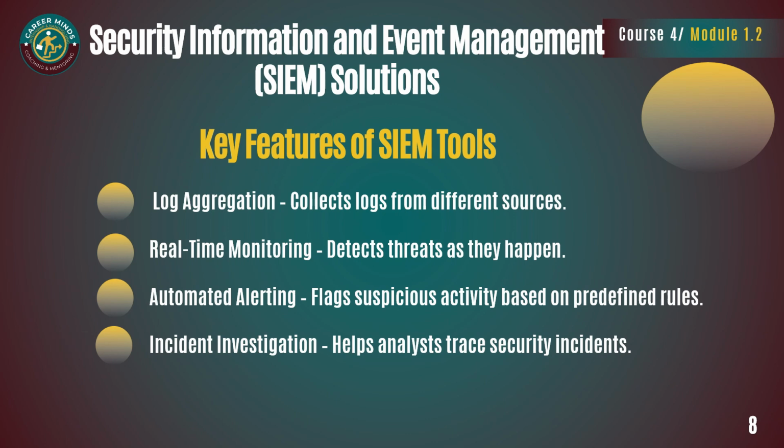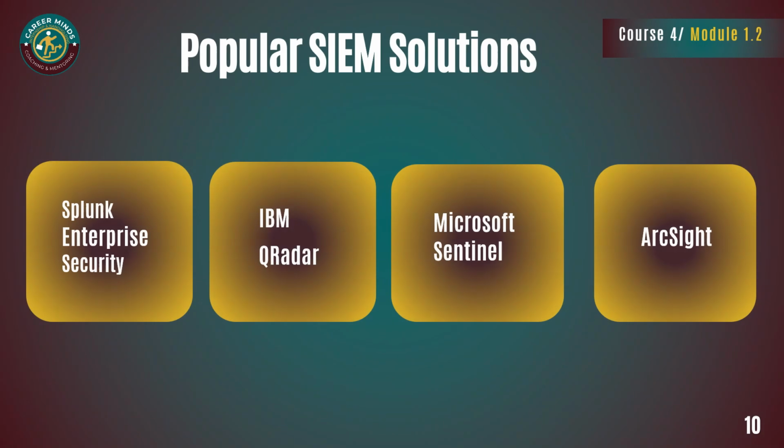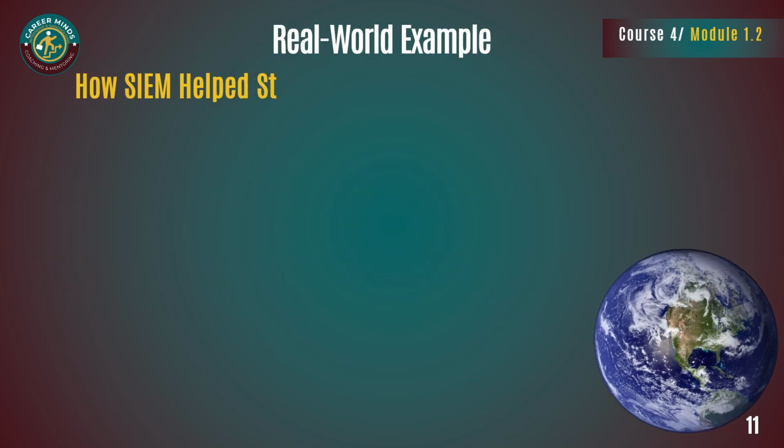when it happened, and how it happened. We have some examples of popular SIEM solutions here. Splunk is the most popular of them all. We have Splunk Enterprise Security. IBM also has their own proprietary SIEM tool, which is QRadar. We also have Microsoft Sentinel, which is also popular, and then ArcSight.